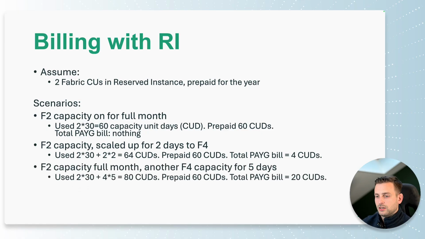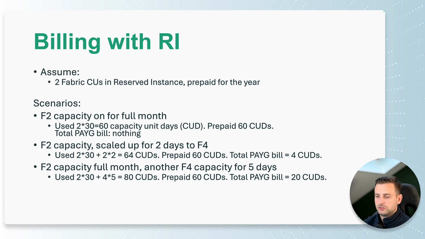So the last scenario that we want to go through is the F2 capacity being on for the full month, and then we scale up another F4 capacity. So not the existing F2 upscaled to an F4, no, it will be a new capacity on F4 that we will run for 5 days, and then we will pause it and delete it.